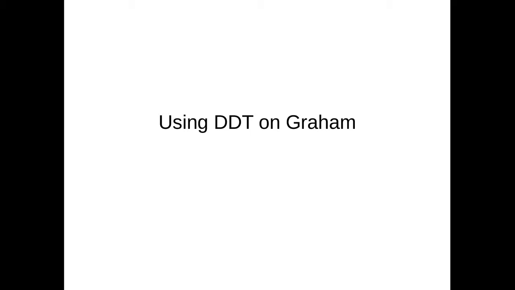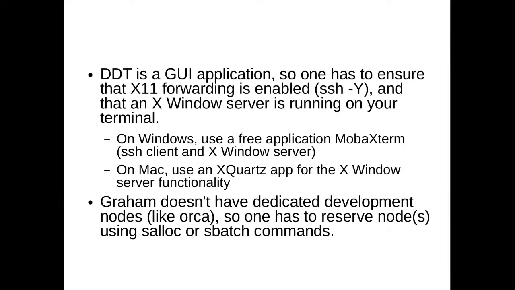Graham doesn't have development nodes. It has some other mechanisms I'll be discussing today. For those who never used it, words of caution. First of all, it's a GUI application, graphical user interface application. So you have to ensure that X11 forwarding is enabled. That means when you SSH to a cluster, you should always add -Y. Also, when you use salloc command, as I will show you later, don't forget to add --x11, small letters.